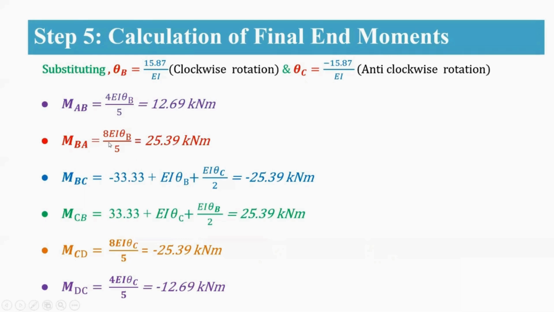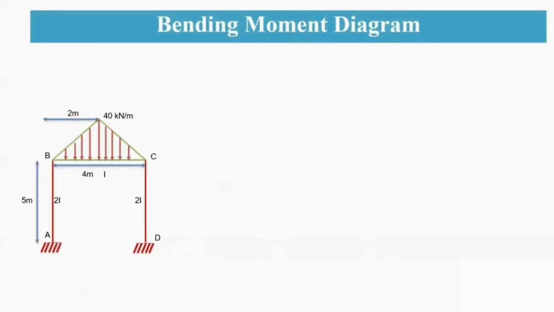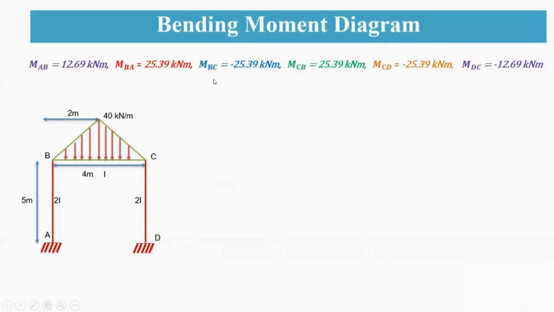By using these final end moments, we are going to draw the free body diagram. Then you're going to draw the bending moment diagram and shear force diagram. So let's see how to draw a bending moment diagram. For this frame, these are the end moments that we got from the previous step. I'll just draw the reactions first.